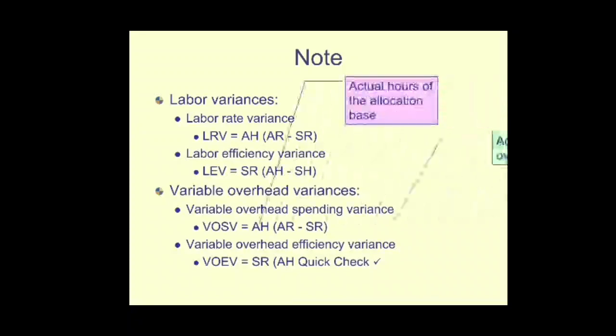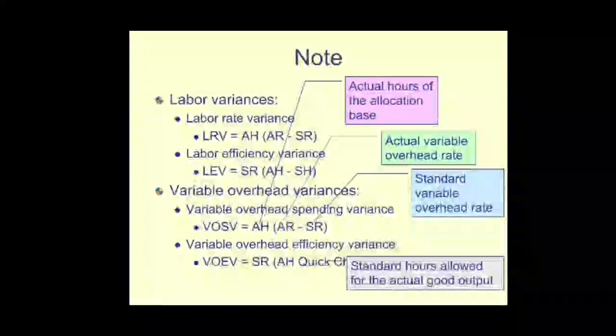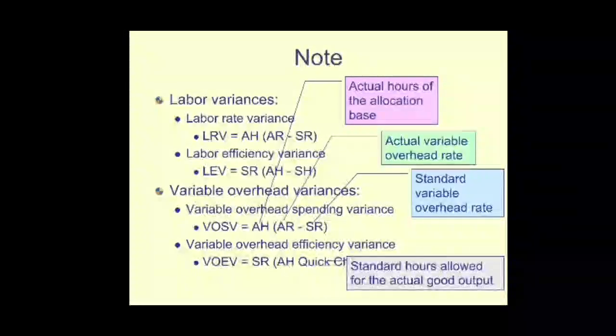So there are two types of variable overhead variance. The first one is called variable overhead spending variance, and the second one is variable overhead efficiency variance. Okay, so see the second half of the slide.